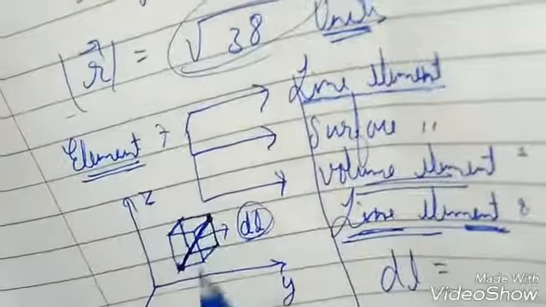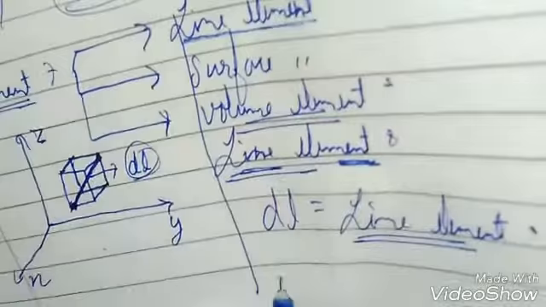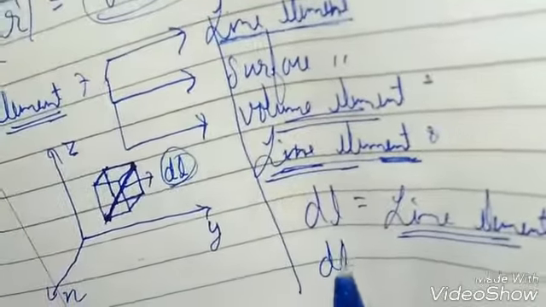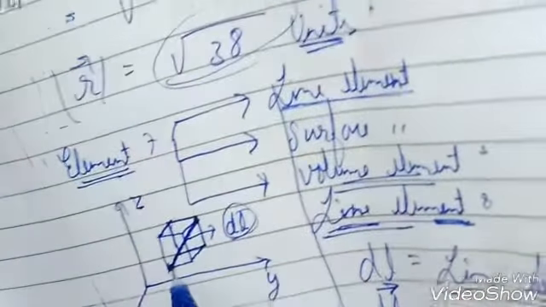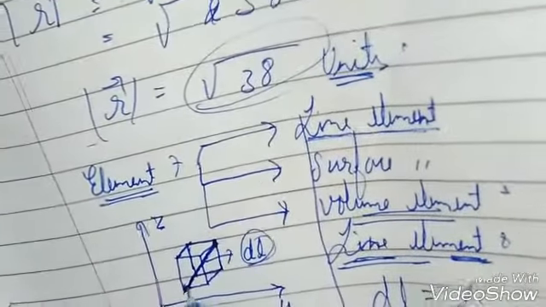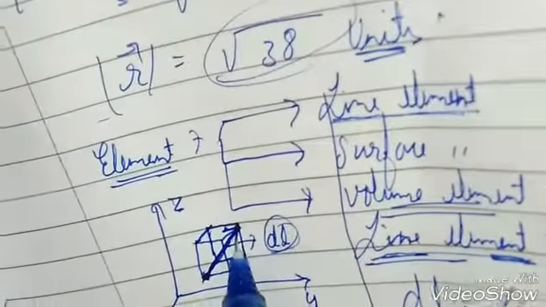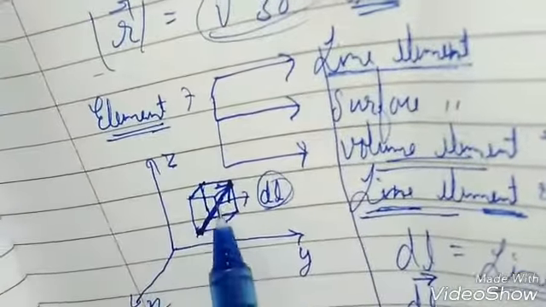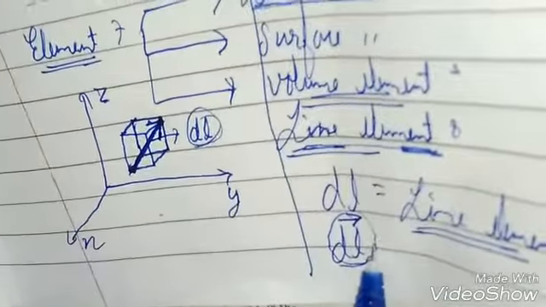Length of this small cube is equal to line element. Its magnitude is dl. If we write a vector expression here, dl vector, then this vector will denote a length of magnitude dl pointing along this direction. This complete line of magnitude dl pointing along the diagonal of this cube is actually the line element, which is dl vector.